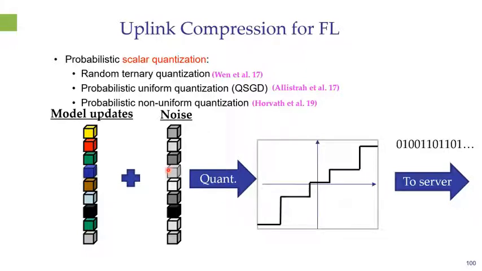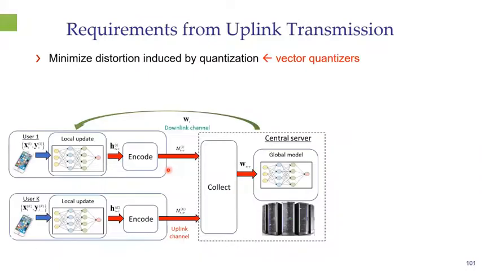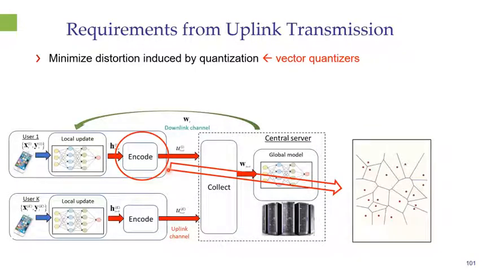Now, in order to tackle this problem from a communication perspective, we need to understand what is the right thing to do for such a problem based on knowledge in quantization theory, in source coding, and in information theory. To that aim, let us understand what the requirements for uplink compression in federated learning are. First, obviously, we want to minimize the distortion induced by quantization. Quantization theory tells us that in order to reduce the distortion, we need to use vector quantizers. Namely, we need to take a set of samples, do some partition of the hyperspace into distinct sets, and assign a digital value to each one of those sets.